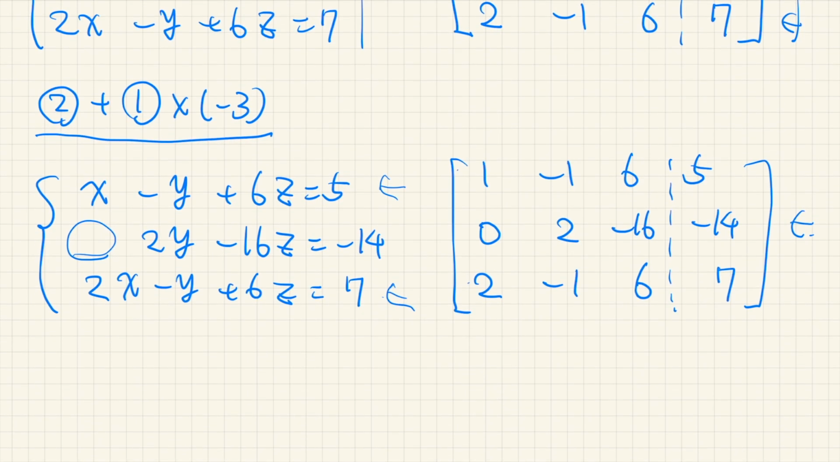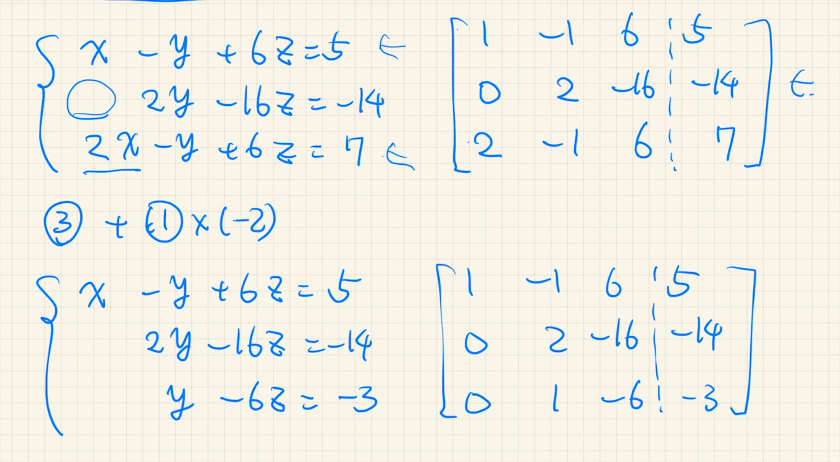And next, let's add to the third row the first row multiplied by -2. That will eliminate this x from the third row. So we get this, and x disappears here. The first row doesn't change, and this coefficient is 0.